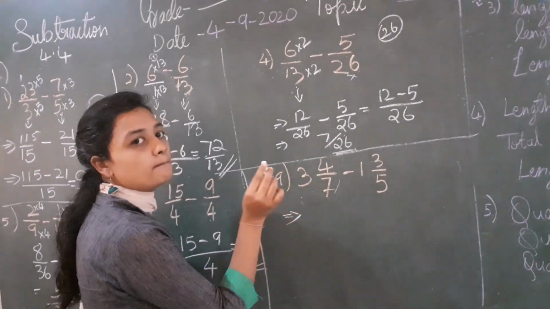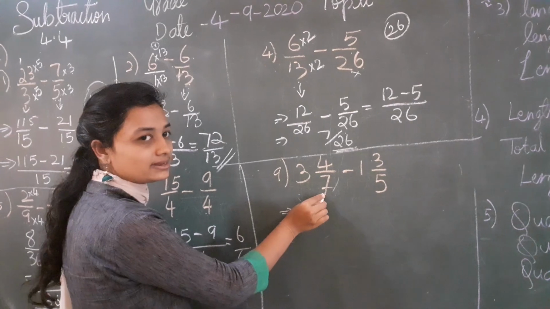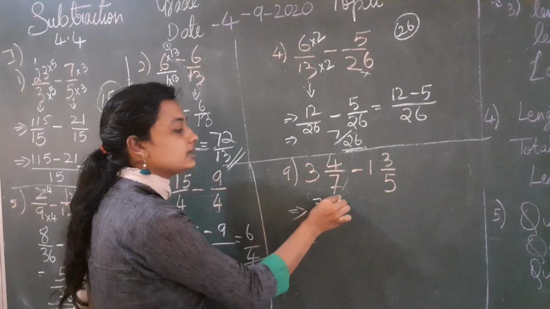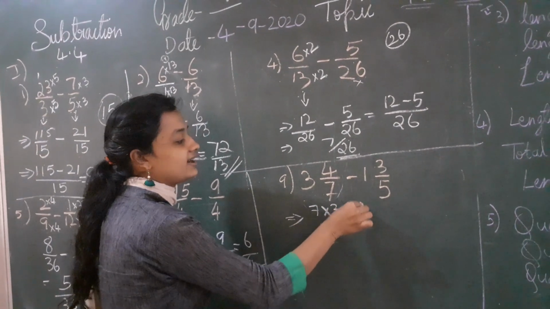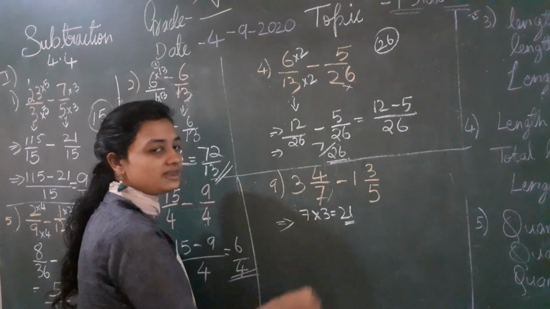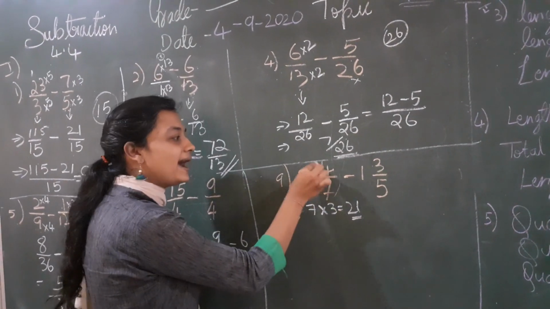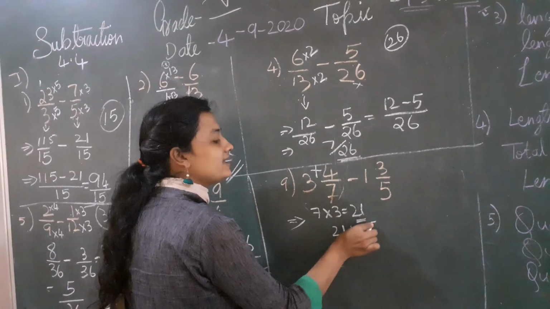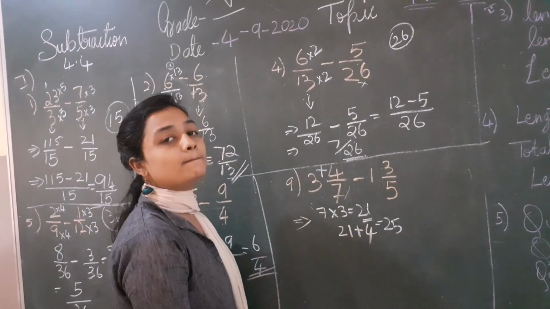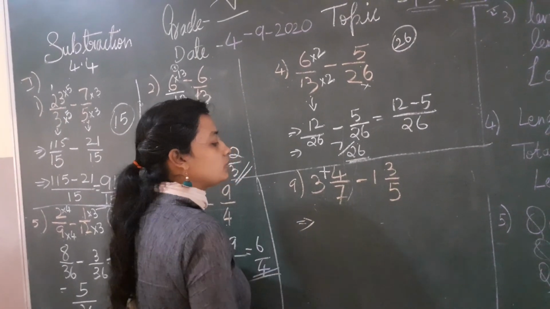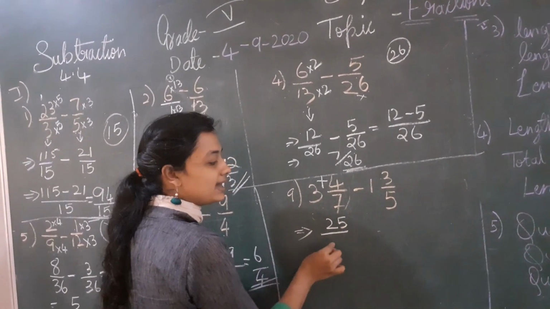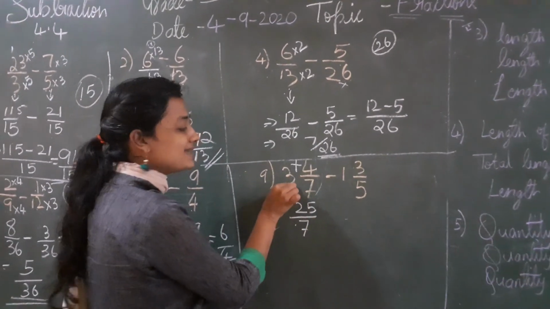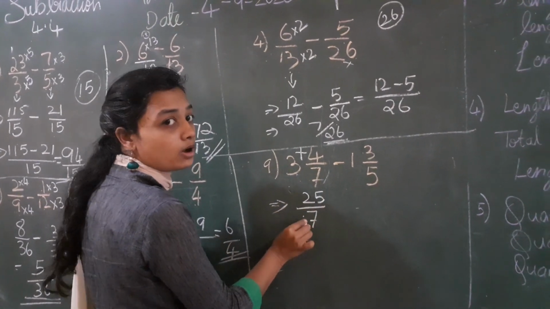I have to multiply the denominator and the whole number. That is 7 into 3. What is my answer? 21. That I should add with the numerator. What is 21 plus 4? 25. So my improper fraction will be 25 divided by the same denominator 7. So this is how I convert a mixed fraction into an improper fraction.